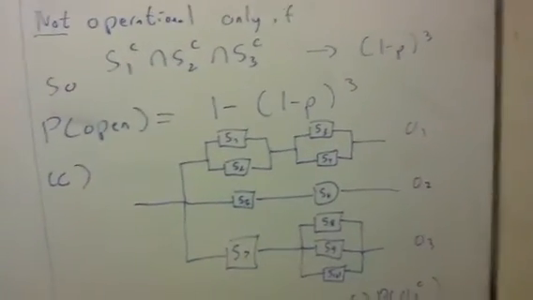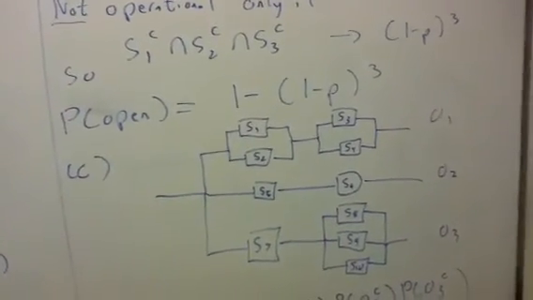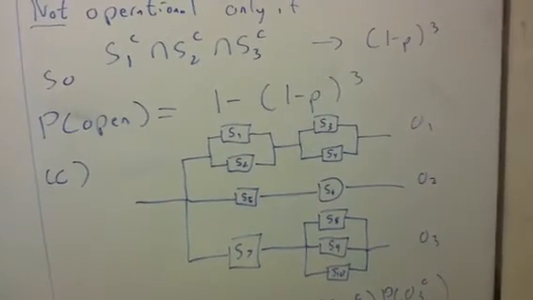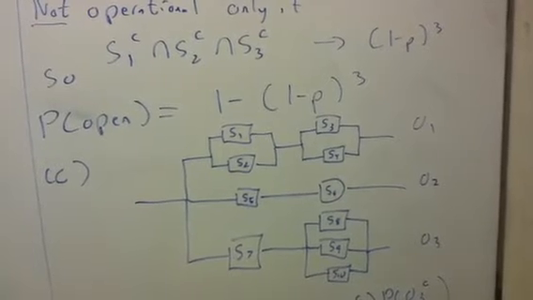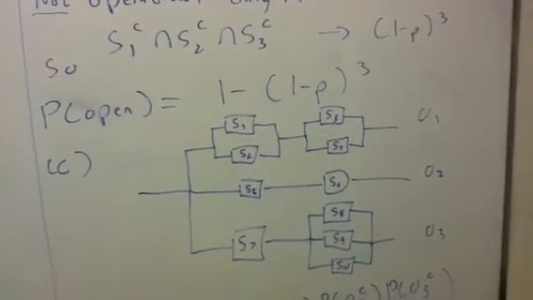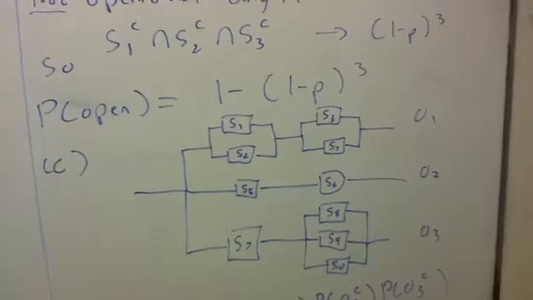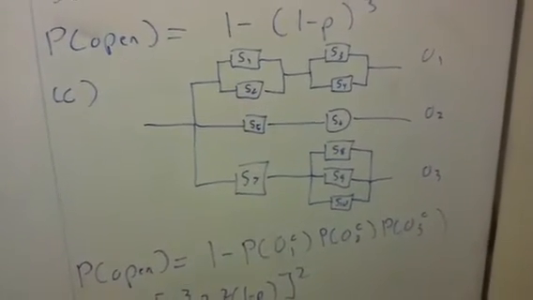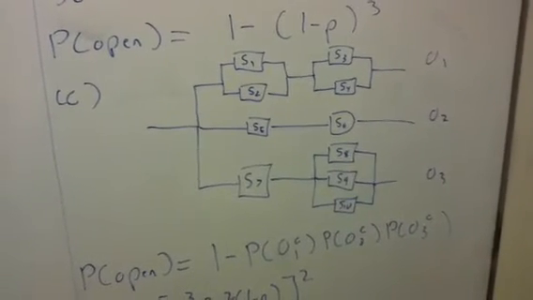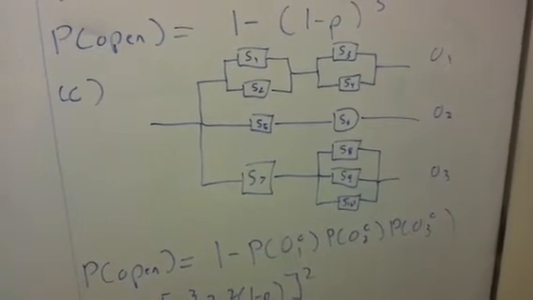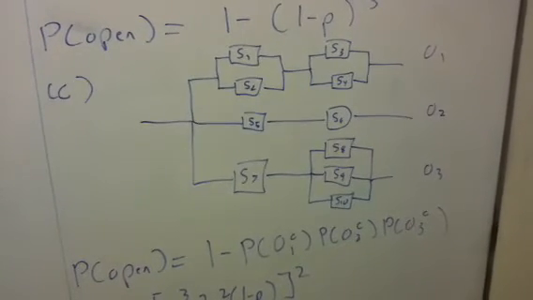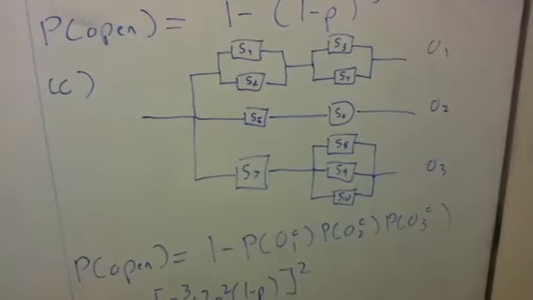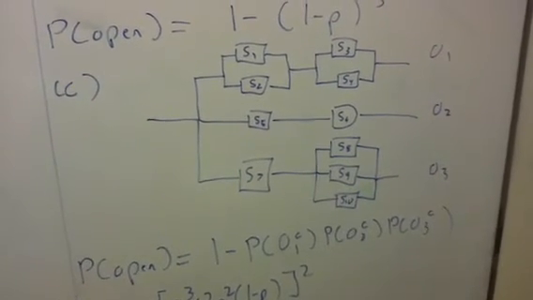Now in part C, we're given a significantly more complicated example. However, note here that if we call the top path O1, the middle O2, and the bottom O3, then the circuit is closed only if all three of those paths are closed. So we're going to calculate the probability of open by calculating the simpler probabilities P of O1 complement, O2 complement, and O3 complement, and by independence we can just multiply those three probabilities together to get the probability that there is no path through the circuit.